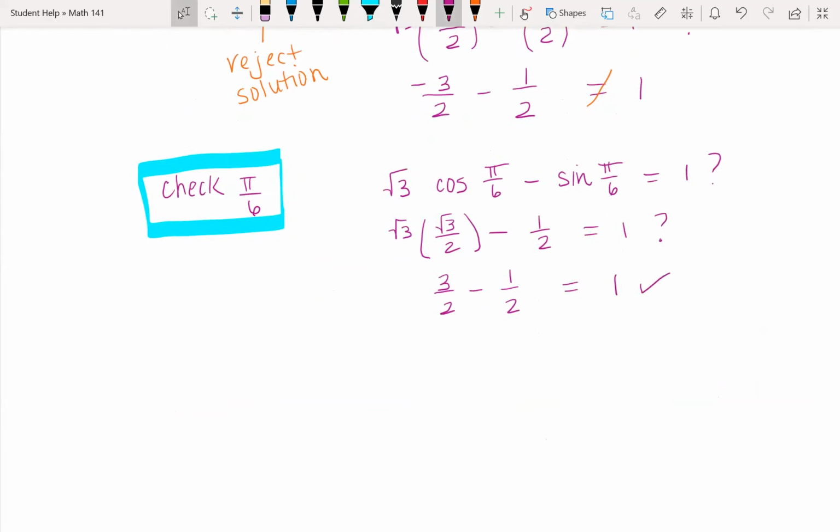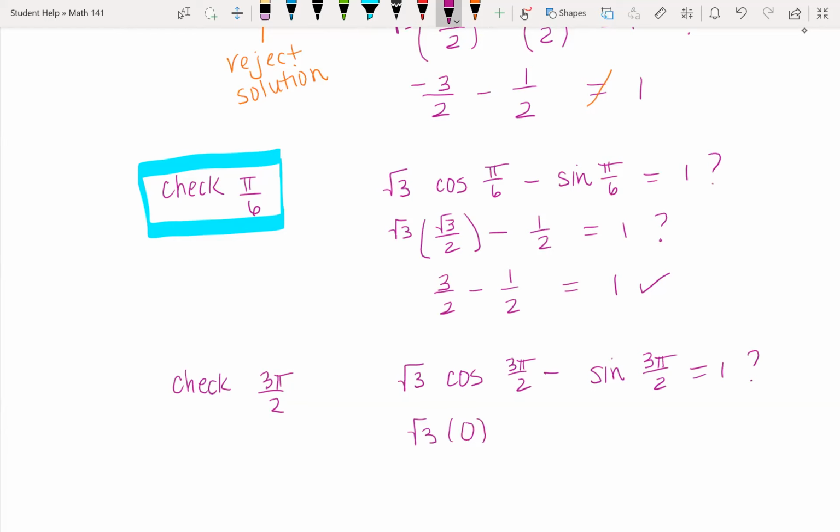And then our last solution, check 3 pi over 2. Square root of 3 times the cosine of 3 pi over 2 minus the sine of 3 pi over 2. Does that equal 1? Square root of 3, cosine of 3 pi over 2 is 0. And the sine of 3 pi over 2 is negative 1. So I end up with 0, and minus 1, that changes to plus 1. That equals 1. So we keep this solution as well.